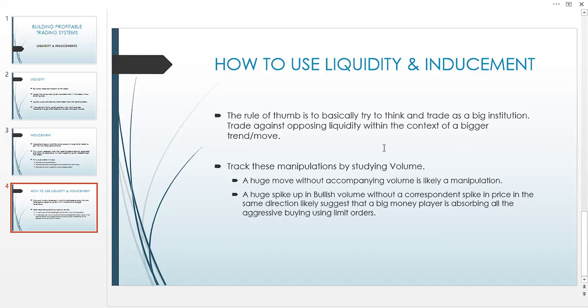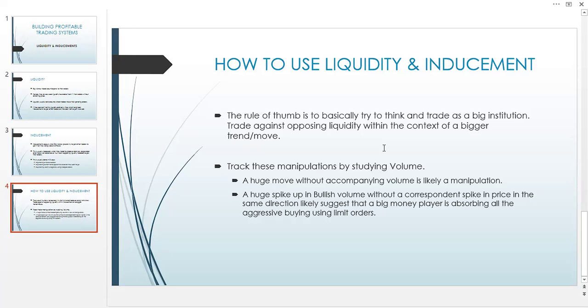So the first one is to note when you have huge moves without accompanying volume. So you have a huge move either to the upside or to the downside, and there is no accompanying volume, right? You're not seeing that same move in volume. It makes it likely a manipulation, right? It's likely a manipulation. It's going to fade away.